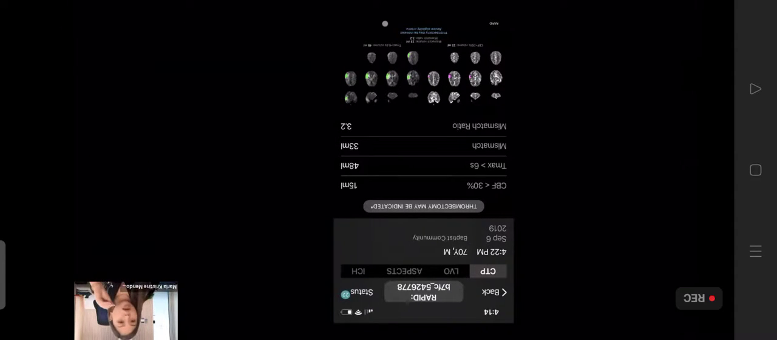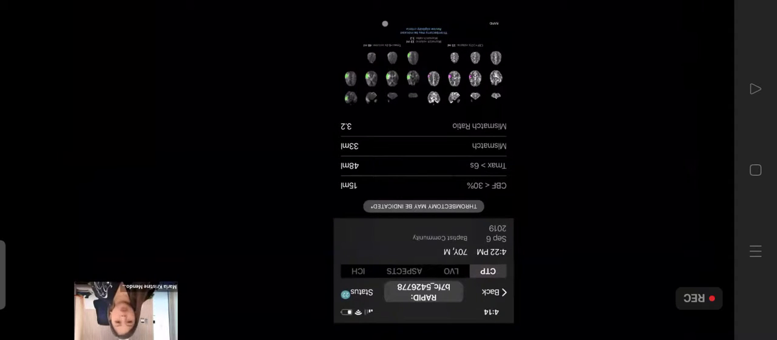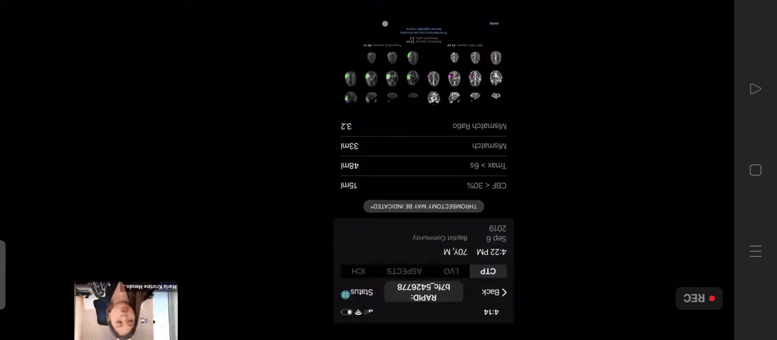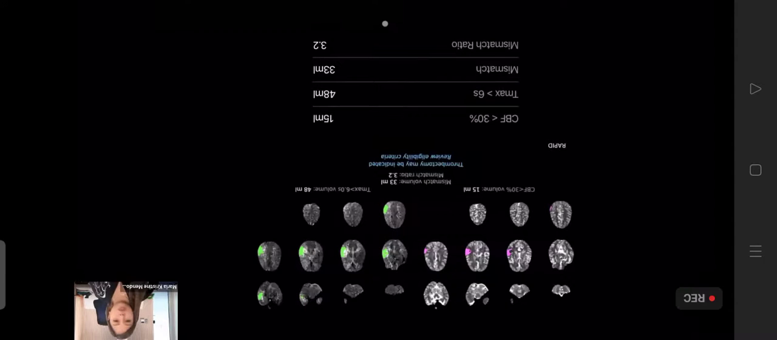So this is what would be given by the RAPID application once you scan the patient and apply the RAPID application to that scan. So it would automatically give you these values within minutes. They say they can give you that within three minutes, so that you get to a decision whether this patient would be eligible for thrombectomy.